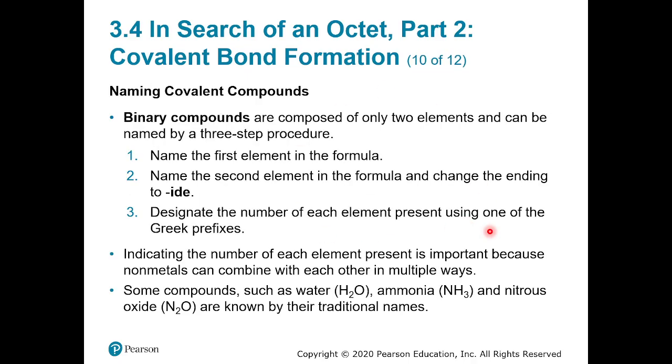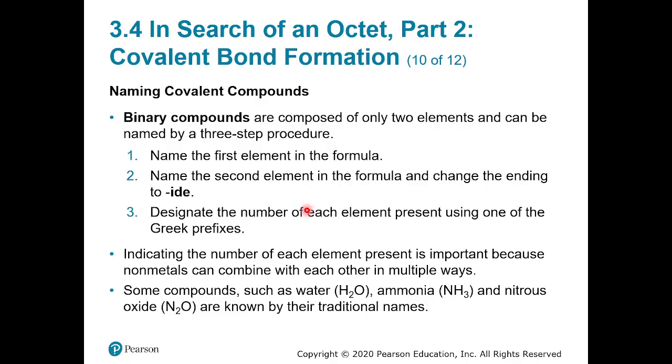Okay, so let's talk about naming covalent compounds. The binary compounds usually are composed of only 2 elements. They're going to be named with a 3-step procedure. You take the first element in your formula and just put that. The second element in the formula, you're going to change the ending to "ide." You're then going to designate the number of each element present using a Greek prefix.